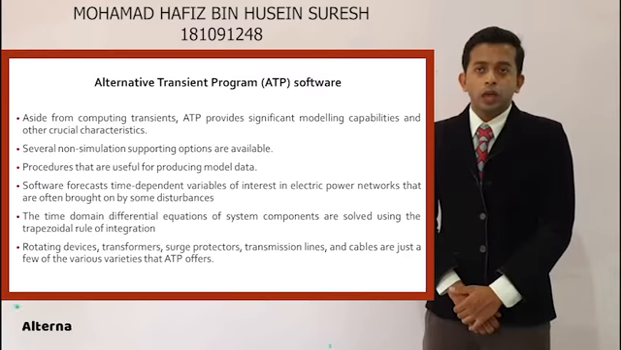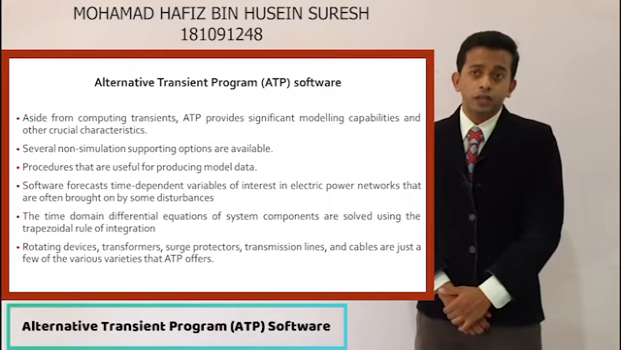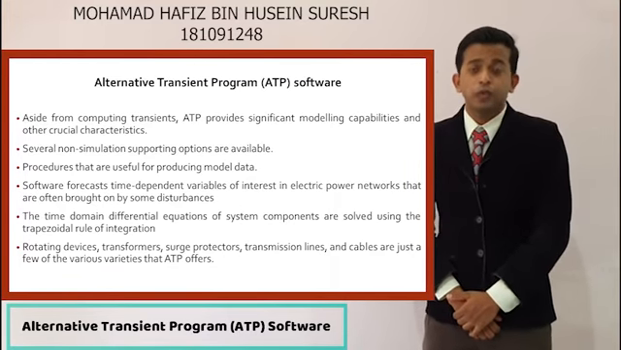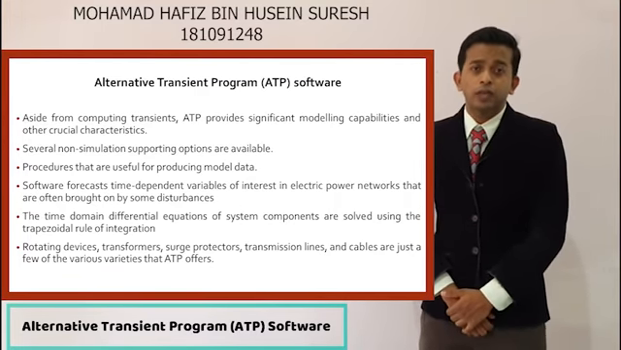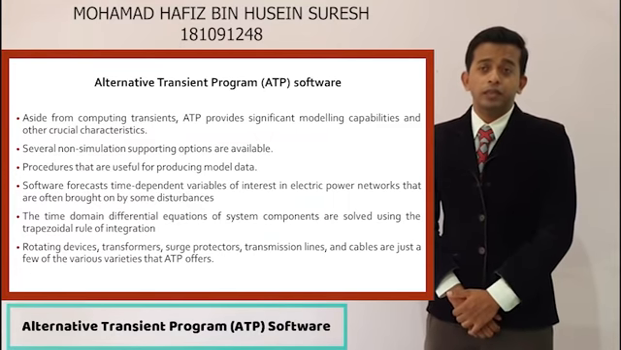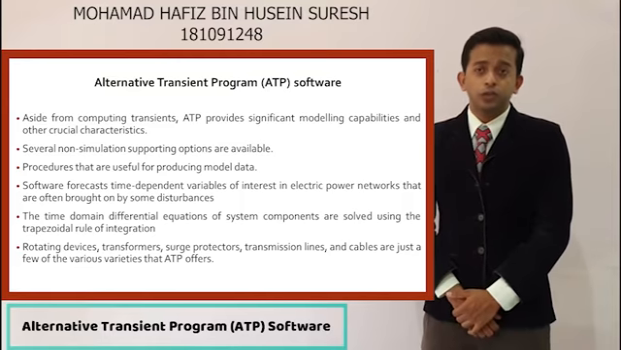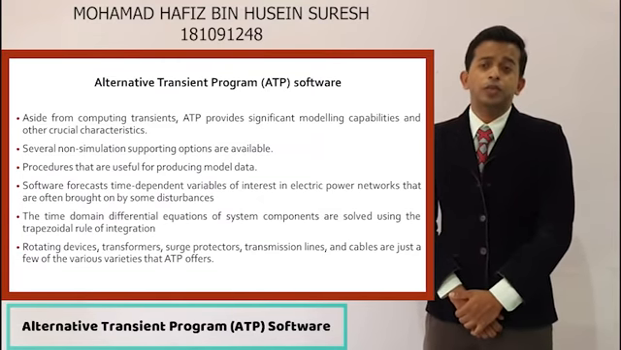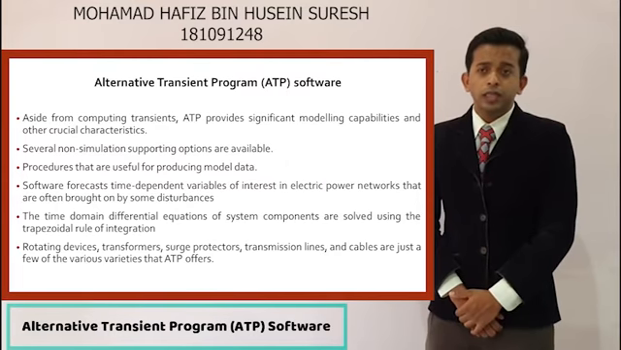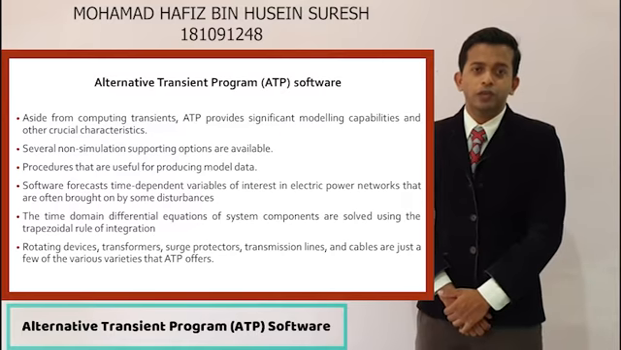transformer. I would like to explain Alternative Transients Program (ATP) software. It is software that we use in this journal. Aside from computing transients, ATP provides significant modeling capabilities and other crucial characteristics. Several non-simulation supporting options are available. Procedures that are useful for producing model data are provided in this software.